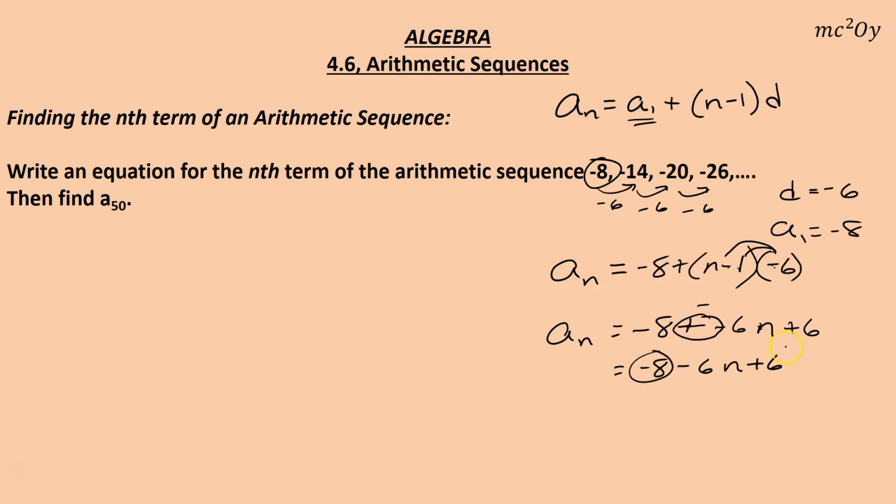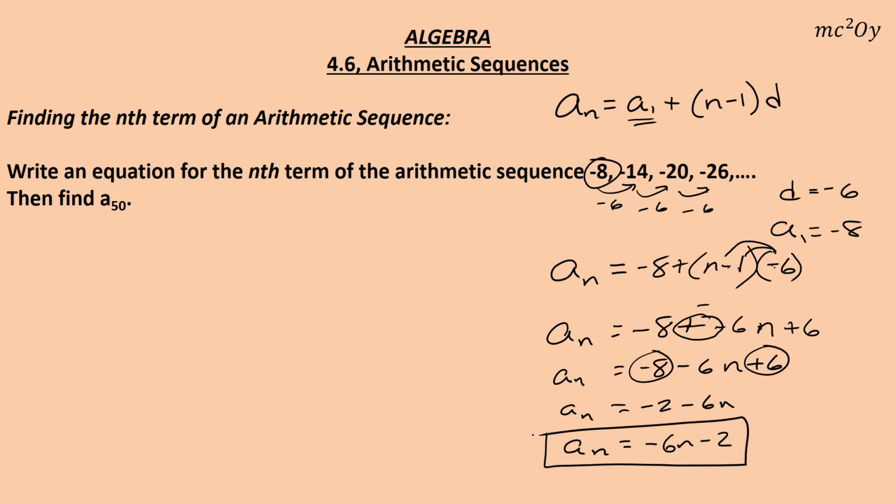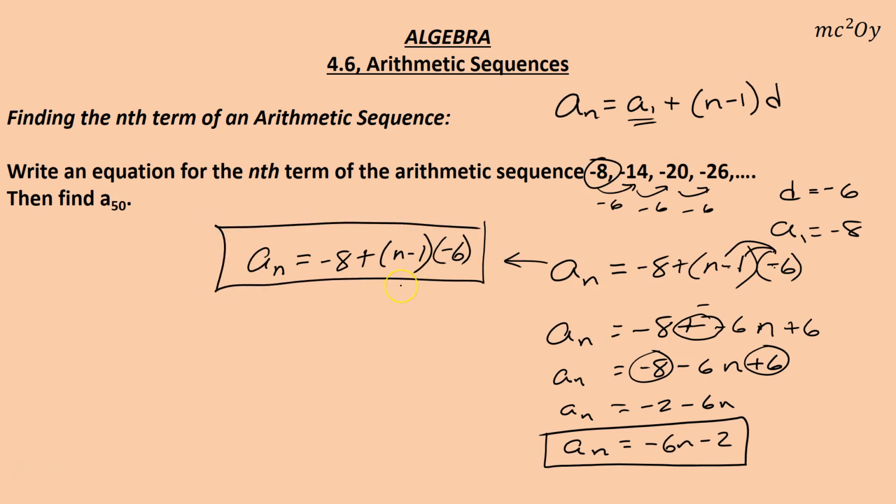Putting the like terms together, -8 plus 6 is -2. So -6n and -2. And write that out in slope-intercept form. We put the -6 in first. There, we've got it. There's slope-intercept form, point-slope form. Was this one right here. Okay. Now, you could just leave it in this form if you want, unless I tell you otherwise.